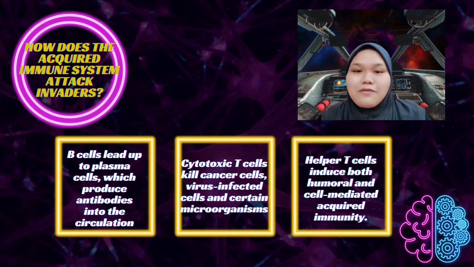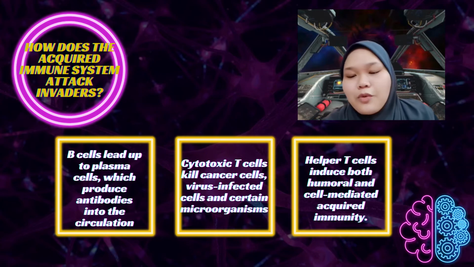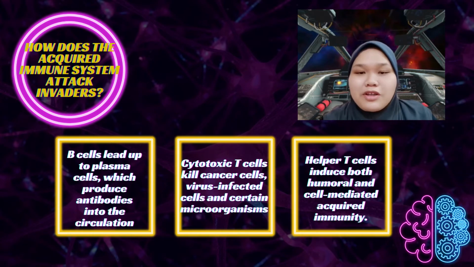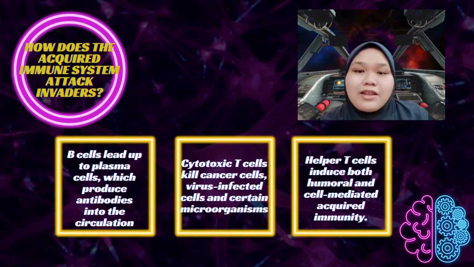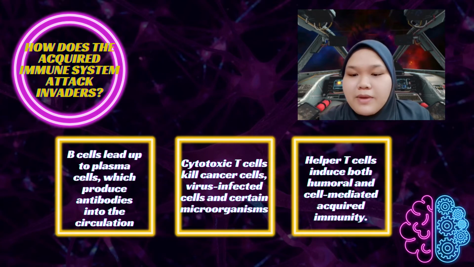Hi everyone, before I end this meeting with a summary, I would like to share a few more words on this discussion. On the question, how does the adaptive immune system attack invaders? Actually, only B and T cells triggered by antigen binding grow and create a particular immune response to an invading microbe, a process known as clonal selection.